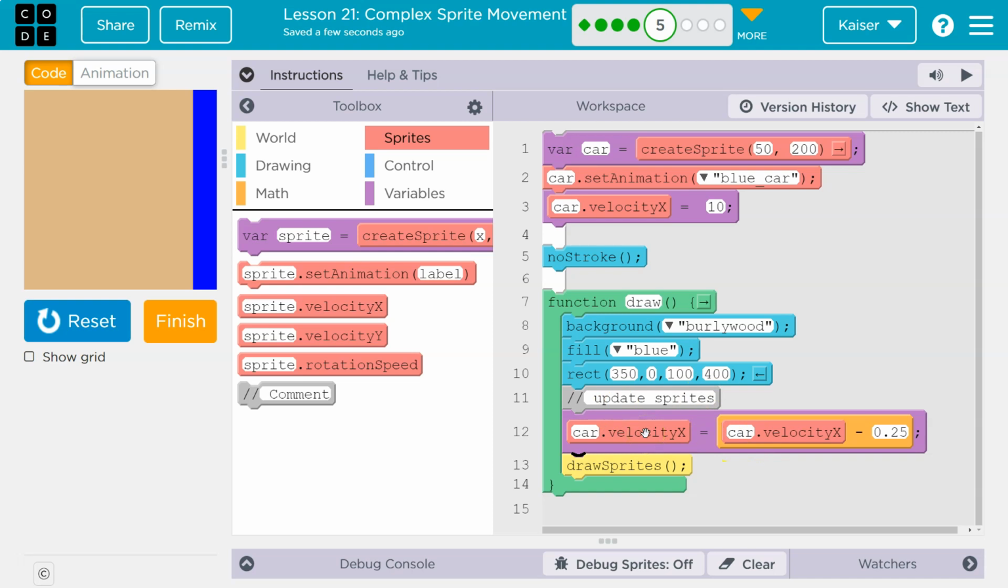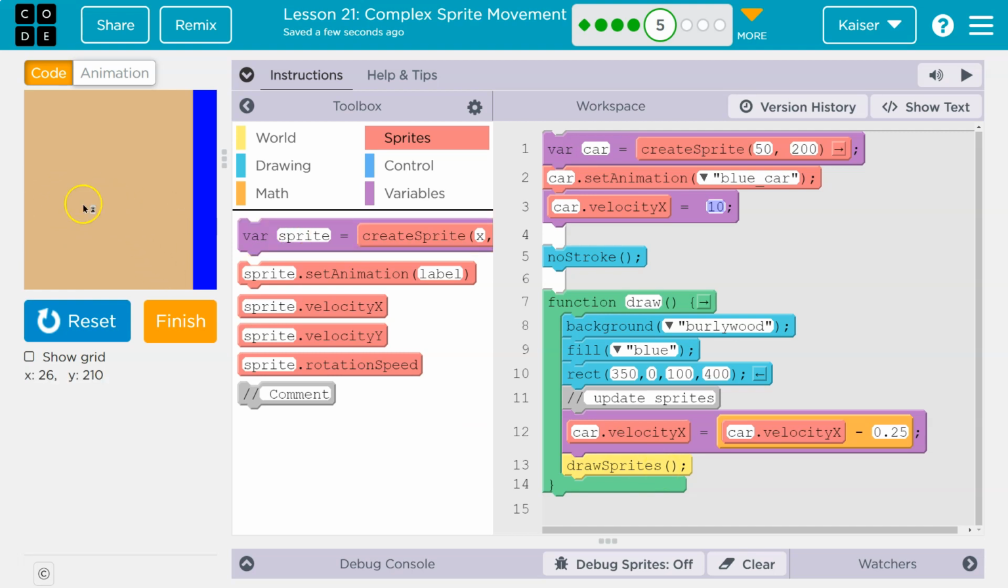And then we say, okay, computer, whatever the velocity of the car used to be, and apparently it is 10, it is now going to be equal. So we're giving it a new x velocity. What is that new x velocity? Well, it's going to be equal to the old x velocity minus 0.25. Well, 10 minus 0.25 is 9.75. And then we draw the sprite over 9.75 on the x-axis.